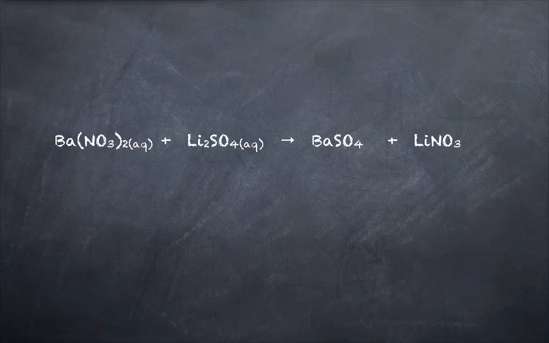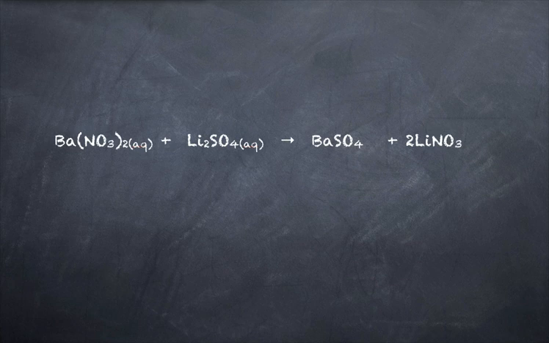Now let's balance this equation. We've got two nitrates on the left, so we're going to have to make two nitrates and two lithiums on the right, so we now have a balanced equation. And from here, I can predict whether or not these two products will be soluble or insoluble.